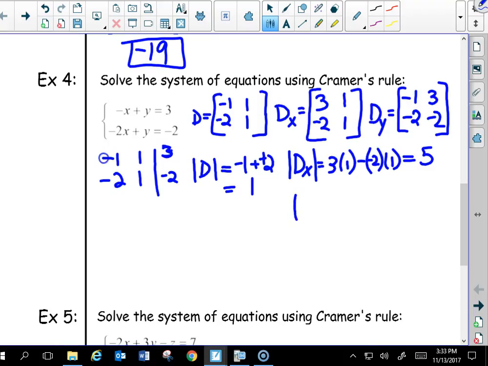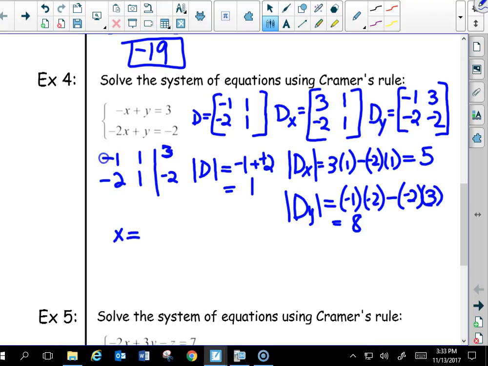And lastly, let's do the determinant of D sub Y. All right, -1 times -2 minus -2 times 3, which looks like it's 2 plus 6. Looks like that's 8. Okay, the reason I'm doing that is it's actually faster to do that than to put them in the calculator. So this is Cramer's rule. This is actually kind of cool. Who knows how he came up with it.